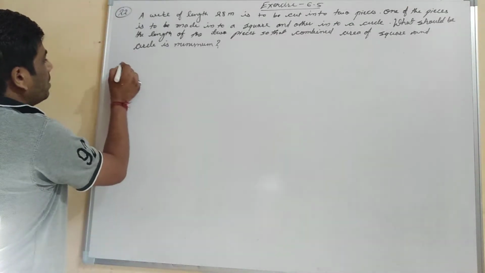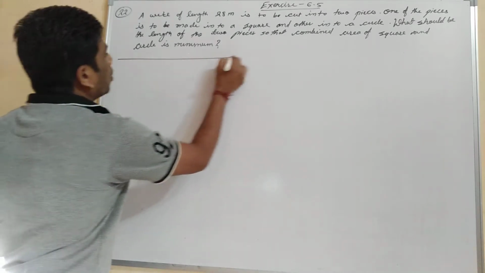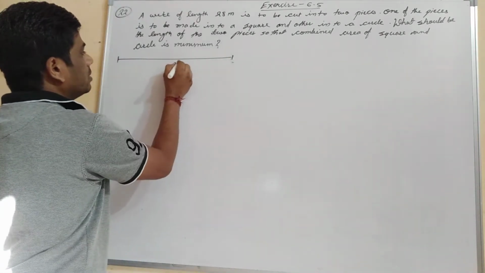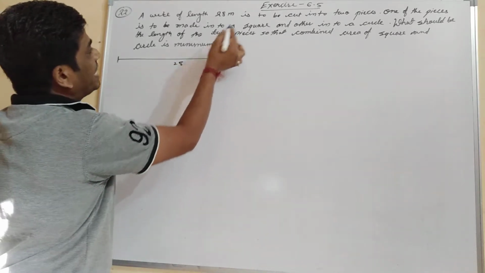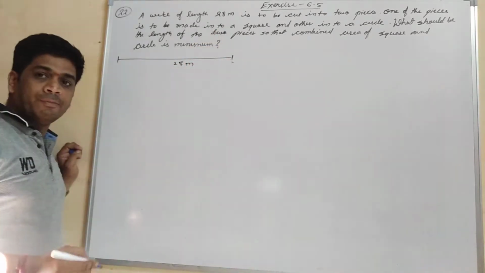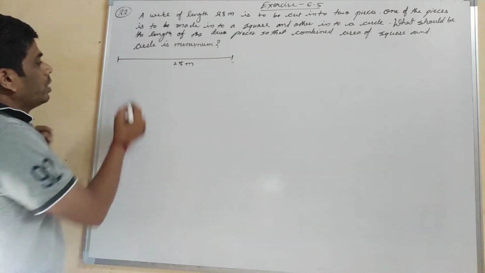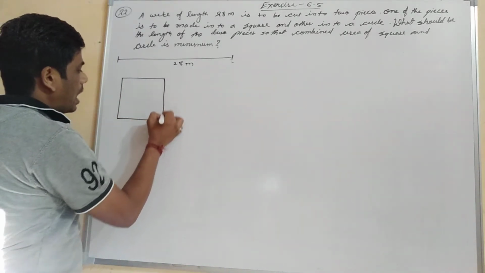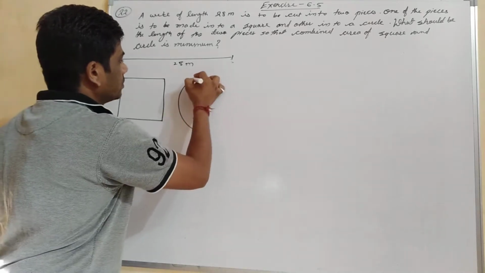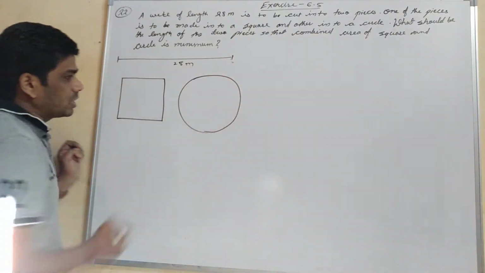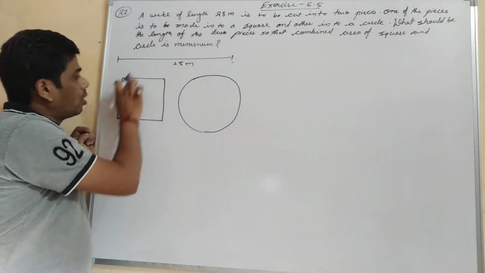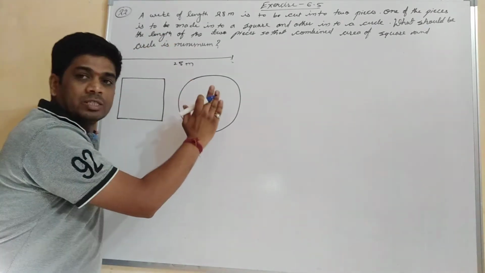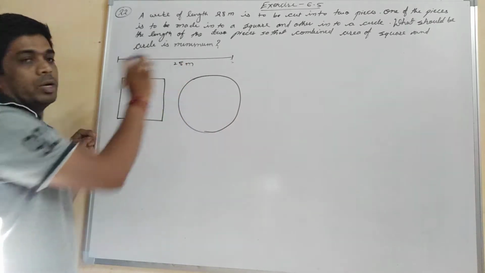Which means the total length of the wire is 28 meter, and through this wire we make one square and one circle. So obviously the perimeter of the square plus the circumference of the circle will be equal to 28.